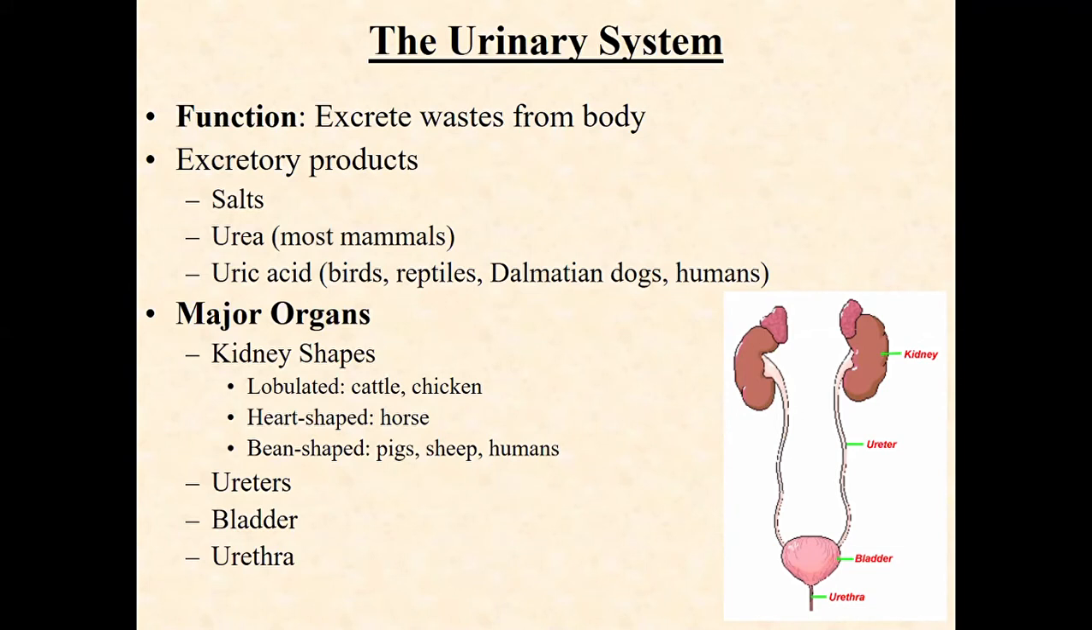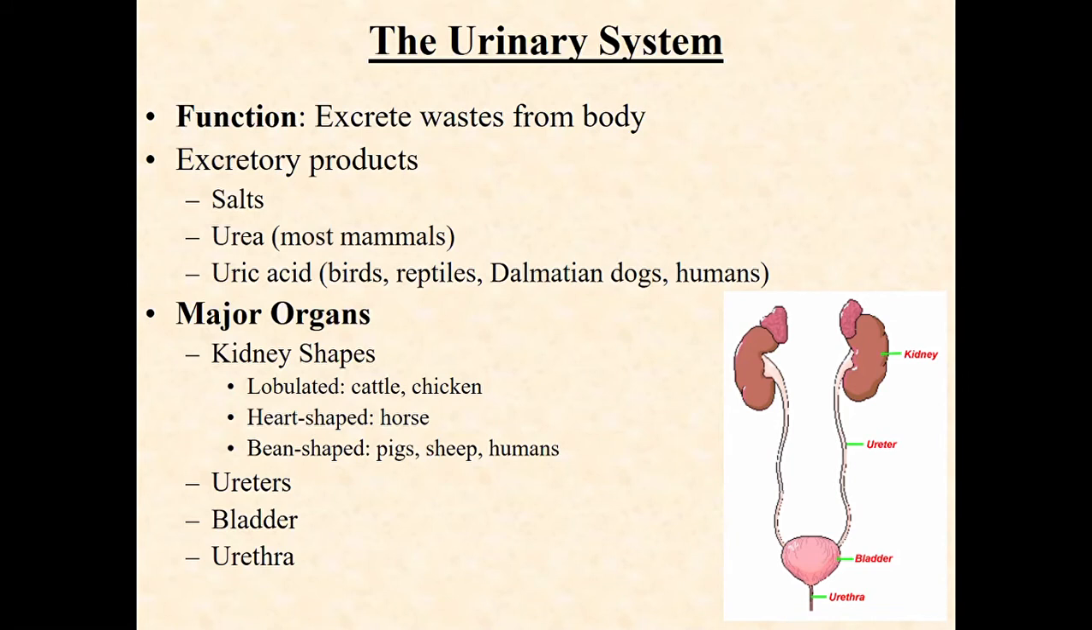Your urinary system's sole function is to excrete waste from the body. Excretory products: you have salt, your urine in most animals, and uric acid in birds, reptiles, Dalmatian dogs, and humans. So sometimes you see people sweat, and their sweat is white, and that's what it is. It's coming out of the system. It's salt coming out.